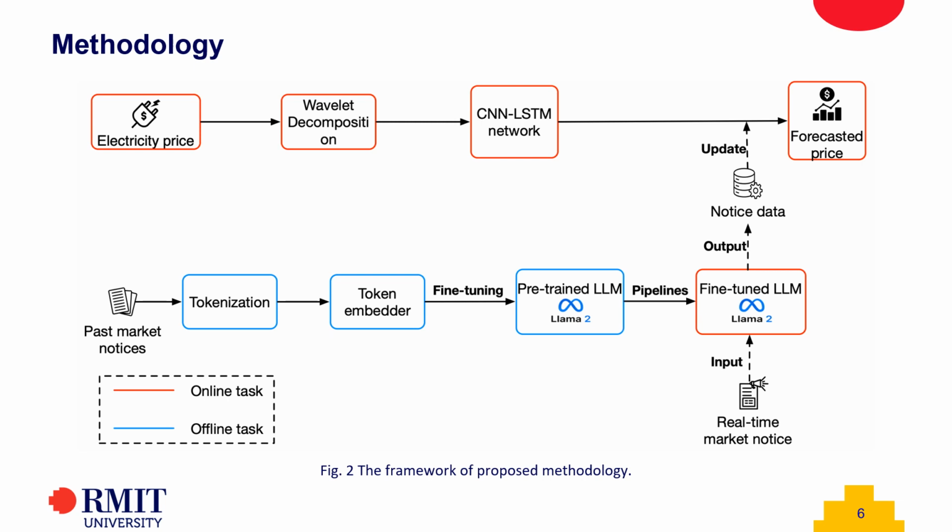Our proposed methods framework relies on 2 main parts. The first is an offline task focused on pulling data from past electricity market notices. In this step, we gather and sort market notices by type, and then break them down into tokens and embed them.